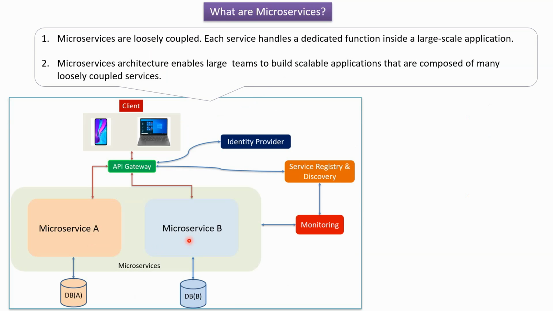Microservices are loosely coupled. Each microservice handles a dedicated function inside a large scale application. And microservices architecture enables large teams to build scalable applications that are composed of many loosely coupled services.